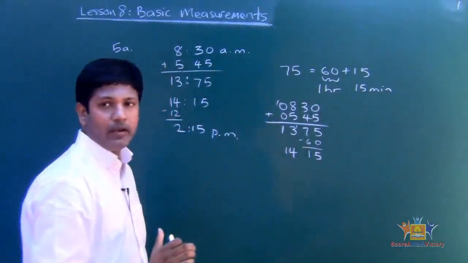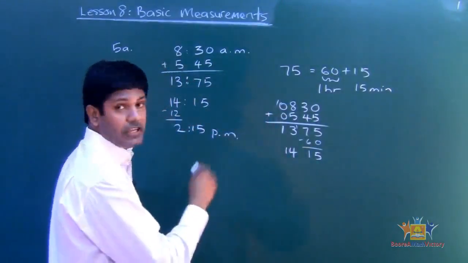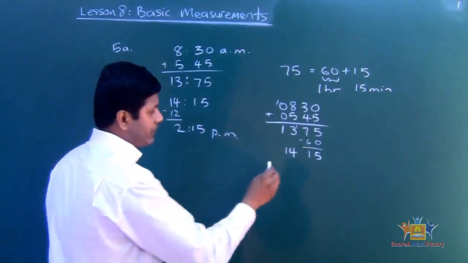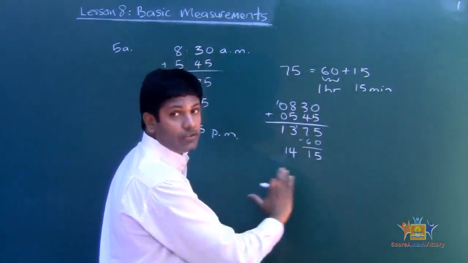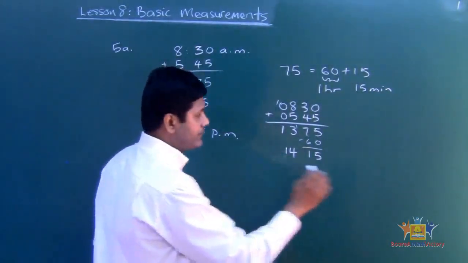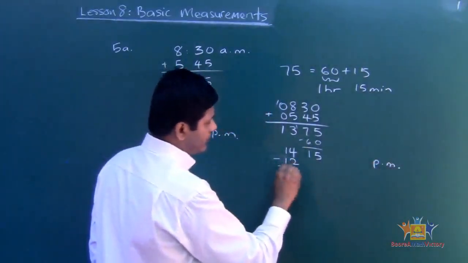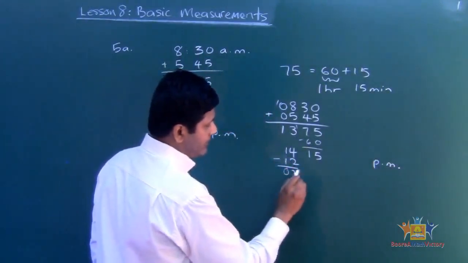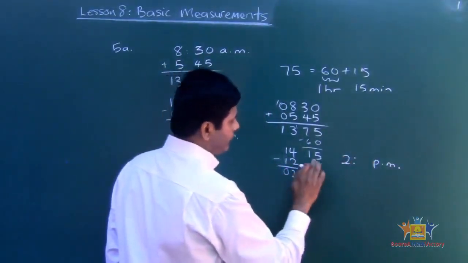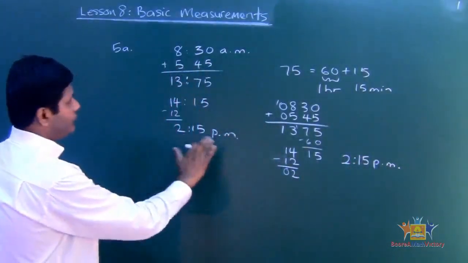Now look at that. This is in a form of what? 24-hour system. Okay, so we want to change that into 12-hour system. Okay, what do we do? We subtract. But first thing we know is this is already past 12. That means it's going to be PM. Alright? Now I'm going to subtract that with 12. 4 minus 2 is 2. 1 minus 1 is 0. That means it's 2:15 PM. Same thing. 2:15 PM.